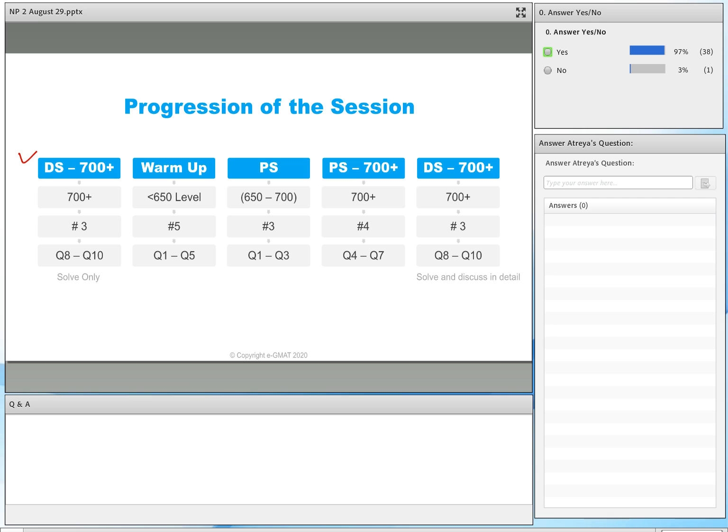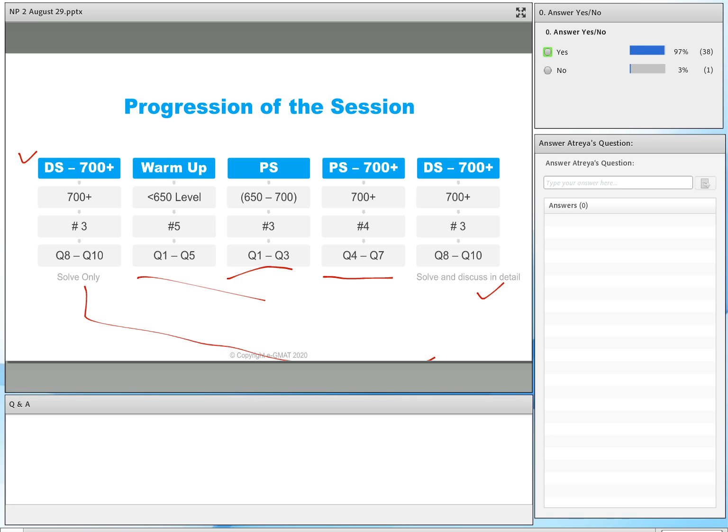So after these questions are done at your end, we'll start off with a warm-up section. We have 5 warm-up questions from that below 650 level, then 3 questions in that 650 to 700 level. These are problem-solving questions. Then another 4 questions in that 700 plus level, and then we would discuss the 3 questions that we had initially discussed.